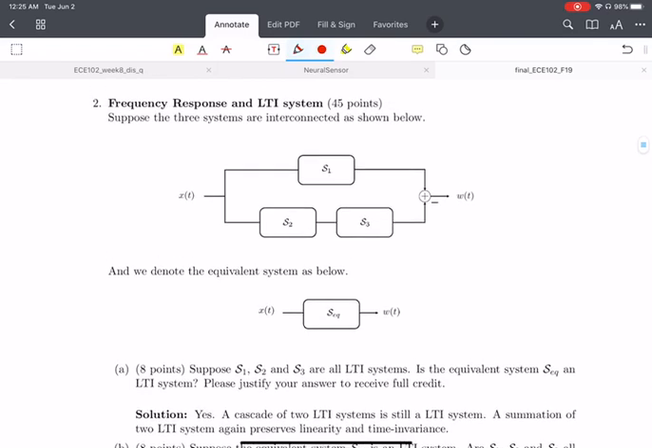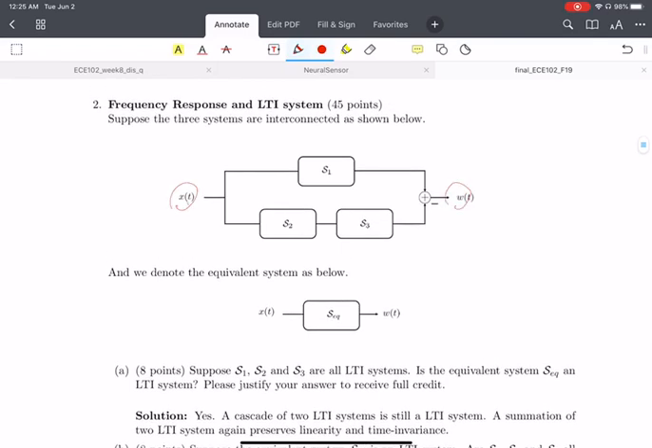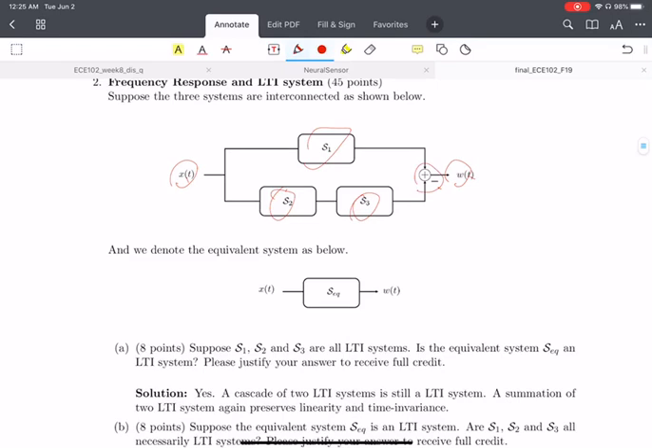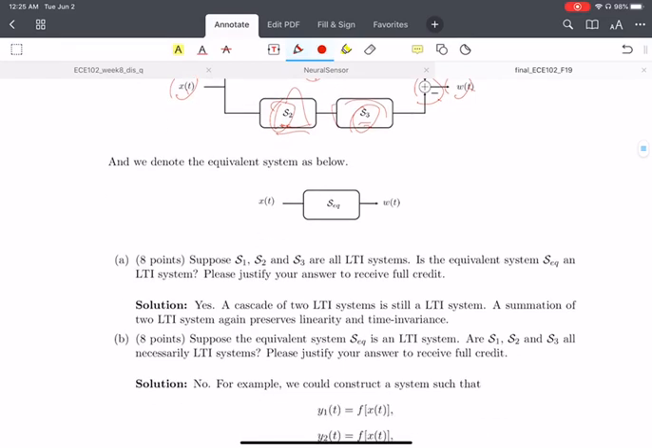So we have the input x(t) and output w(t), and we have three subsystems, S1, S2, and S3. This is the operation, the subtraction between S1 and the cascaded system of S2 and S3. So sub-question A asks you to determine the linearity and the time invariance of this system.